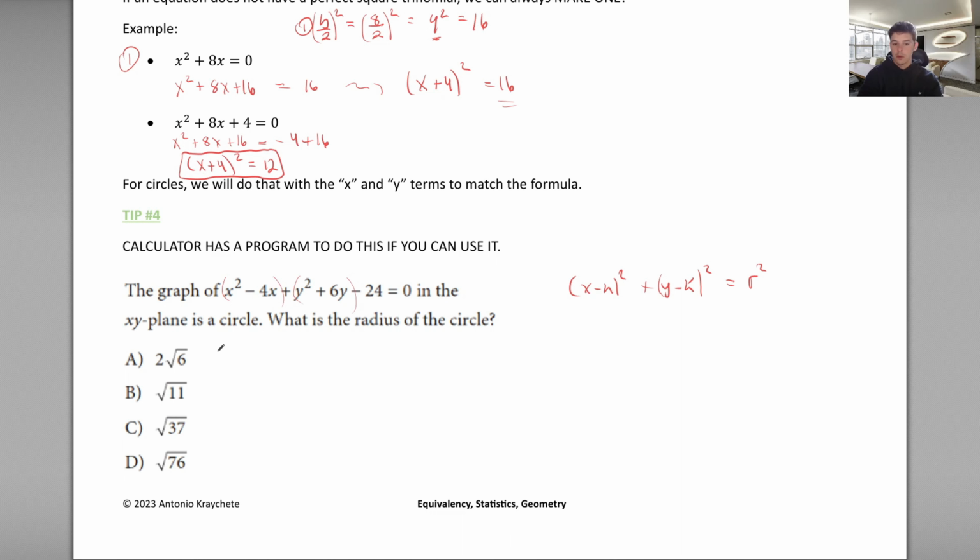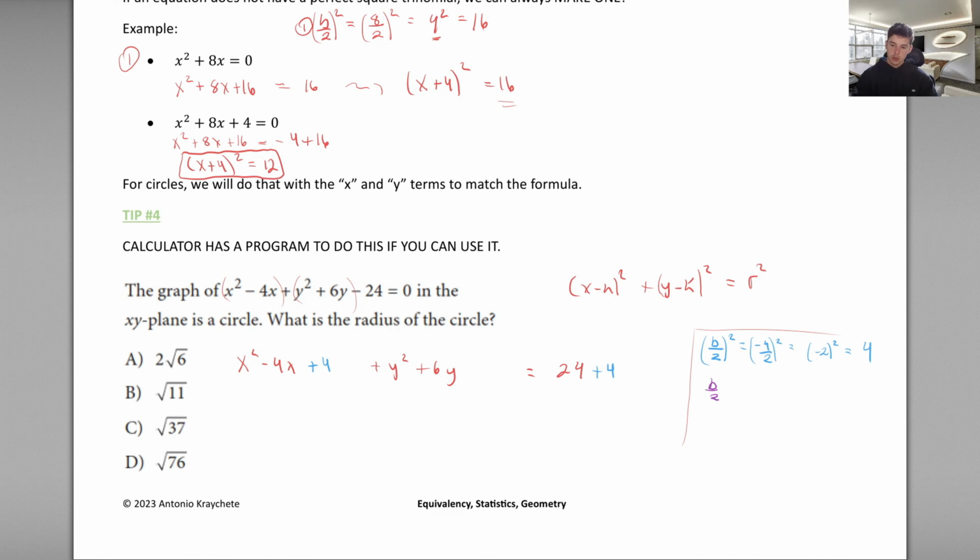So the first thing I always do is put the constant in the other side of the equation. So x squared minus 4x plus y squared plus 6y equals 24. So let's complete the square for the x. So b over 2 squared for the x is negative 4 over 2 squared, which is negative 2 squared, which is 4. So we know we're going to add 4 here. If we add 4 to the left side, we got to do it on the right side. Otherwise, we're breaking the rules of math.